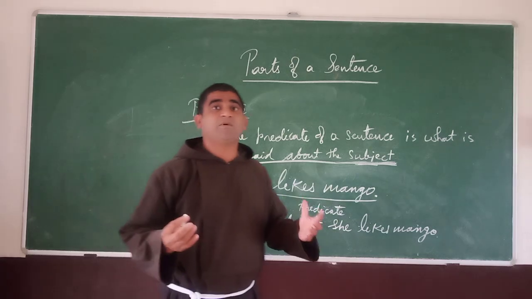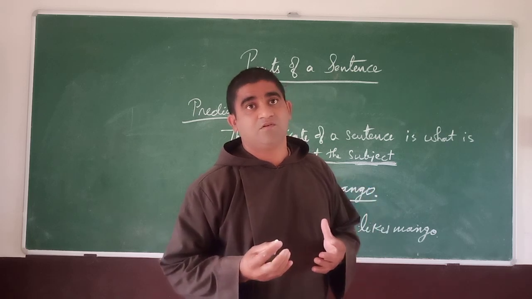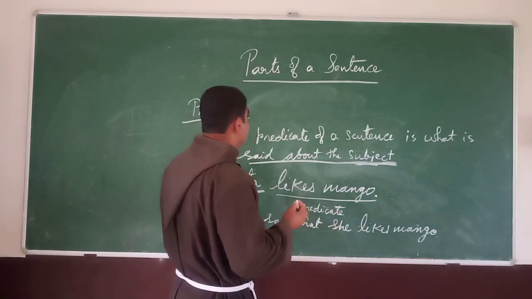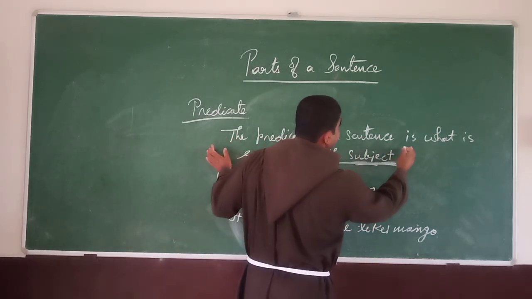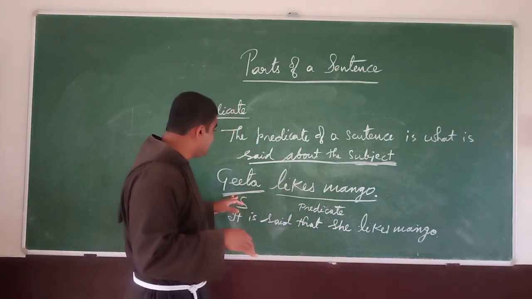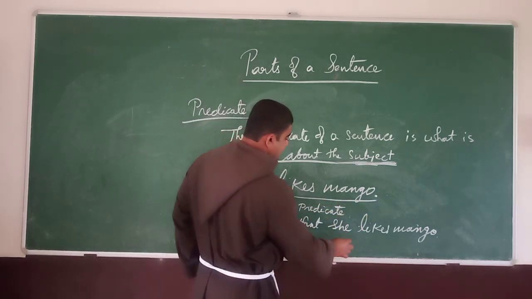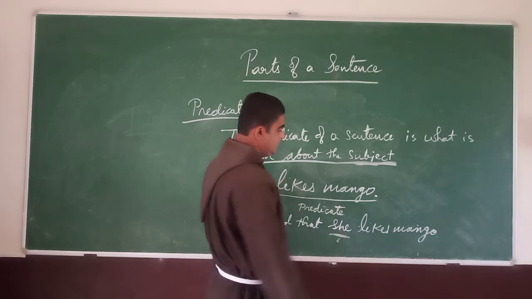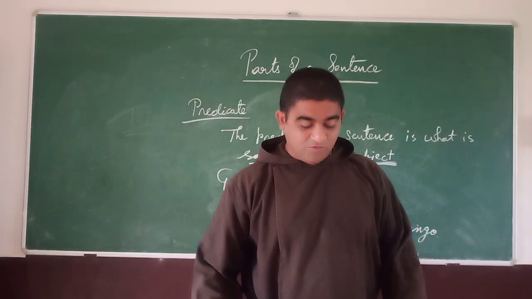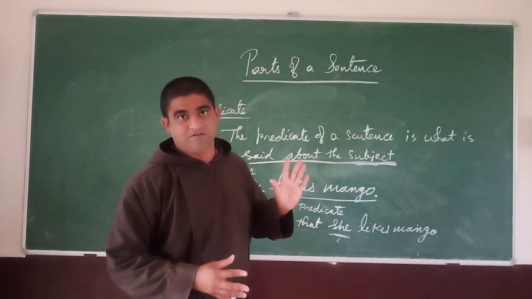Always remember, the subject is what we talk about. It is a person or a thing talked about. And the predicate of a sentence is what is said about the subject. Here the subject is Geeta, and what is said? She likes mango. Here, she also is the subject. So what is said? Likes mango. That is what is said about the subject.